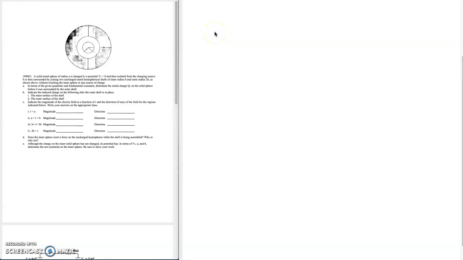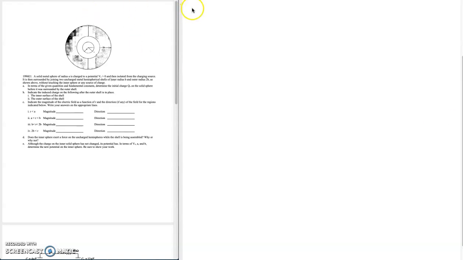1996 E&M number 1. They've given us a solid metal sphere of radius A charged up to an electric potential. And then we're going to isolate it by putting a shell around it of inner radius B and outer radius 2B. And you need to keep in mind we've measured the voltage, but we haven't directly measured the charge. Kind of like we did in class with voltmeters, we measure the voltages, but we didn't measure any charges directly.